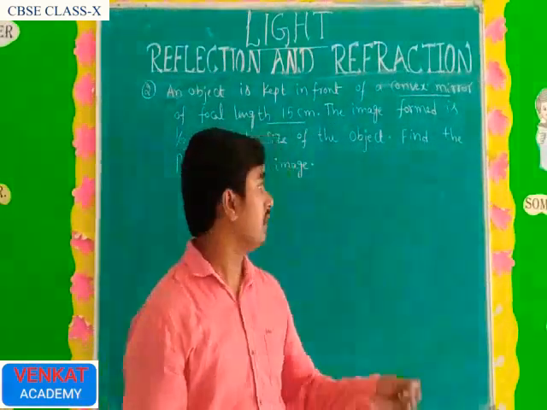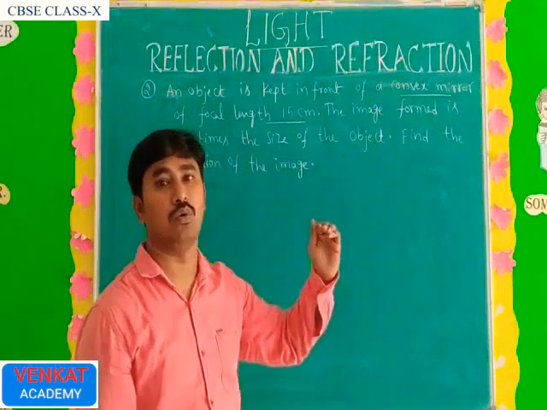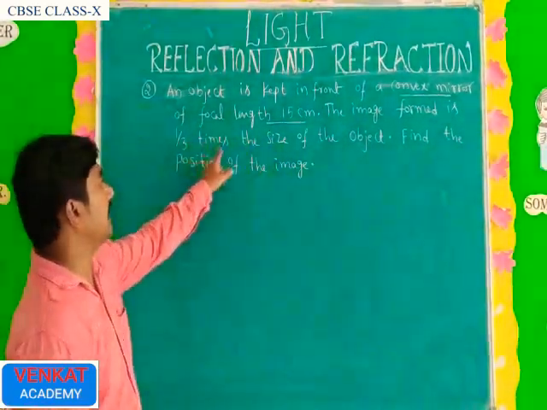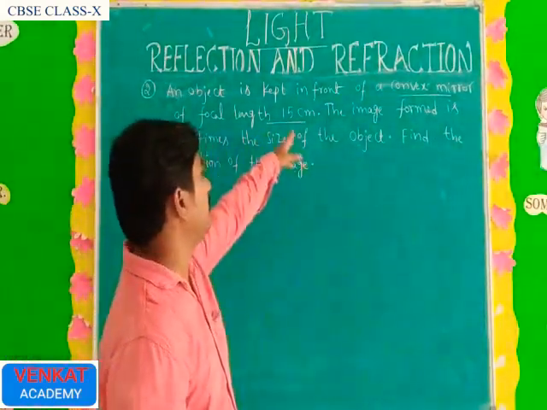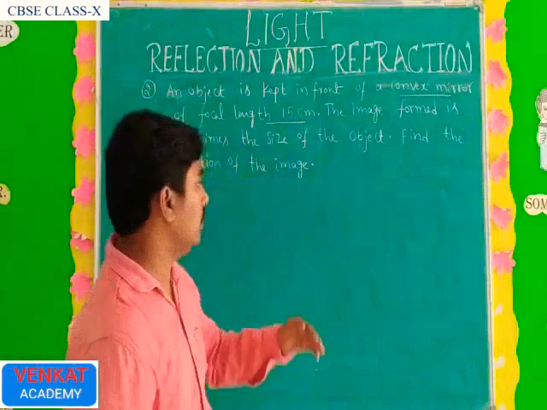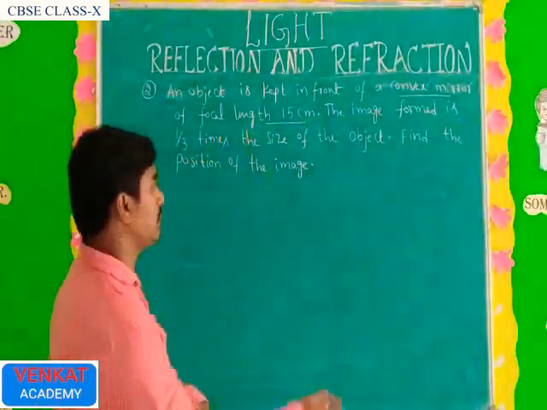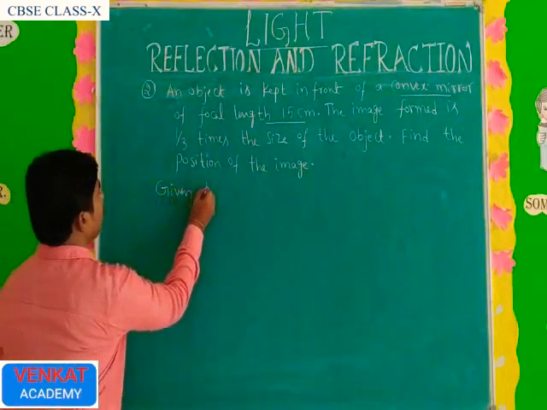Here they have not given any object distance or image distance. Only one clue is given. What is the clue here? The image formed is 1 by 3 times the size of the object. That is the only clue, and also they gave the focal length. So first of all you have to write what they have given here. First you have to write the given data. What is the given data here?